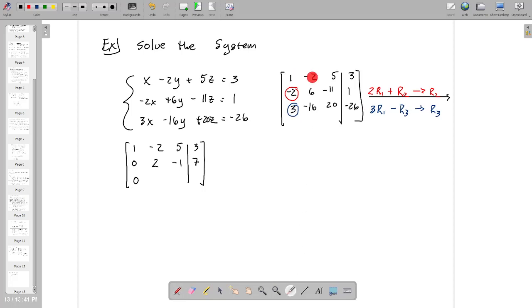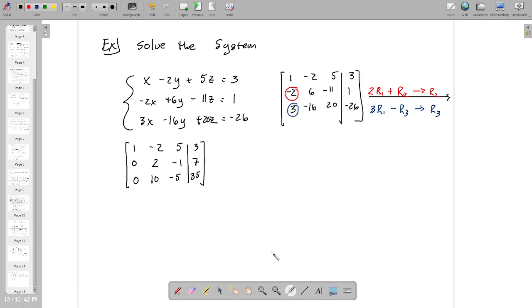3 times negative 2 is negative 6. Negative 6 minus a negative 16 is a positive 10. So we get a plus here, so we get a positive 10. And then 3 times 5 is 15. 15 minus 20 is negative 5. And 3 times 3 is 9. 9 minus a negative 26 is 35.